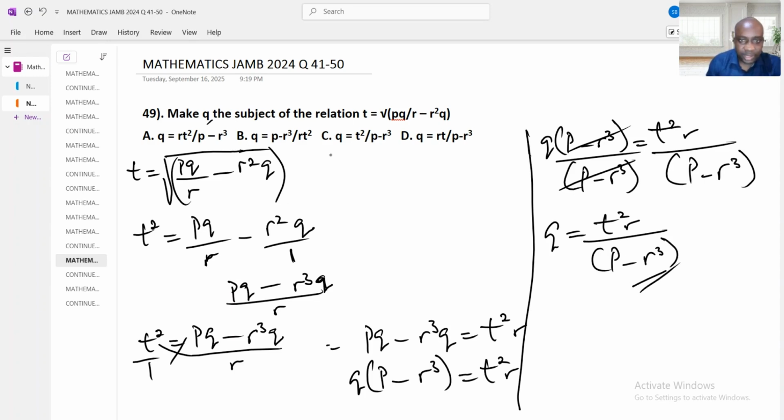Do you have the final answer there? Let's look out for it. T raised to power 2 R over P minus R raised to power 3. Therefore, our final answer is A. Q equals T raised to power 2 R over P minus R raised to power 3. A is our final answer, the correct answer. Let's move to the next question.